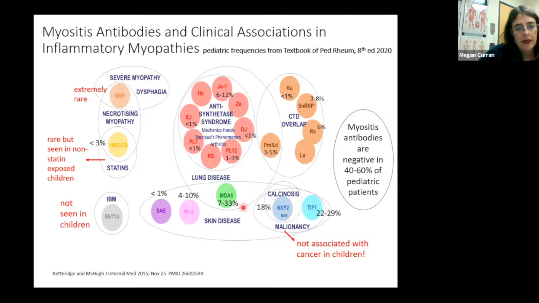Another common antibody in kids is called MDA5, in which patients can develop lung disease and also have skin disease. MI2 antibodies are also fairly common in kids. Most of these other ones are quite rare in kids, so I won't talk about them, but it's also important to know that most centers test for myositis antibodies, but up to 40 to 60% of patients may have no identified antibodies.